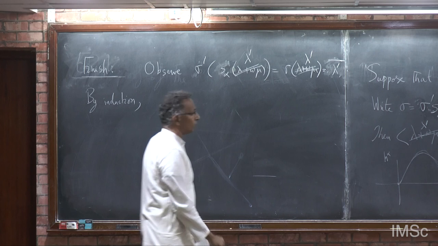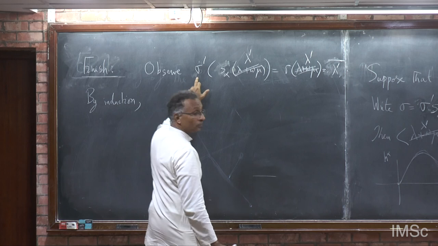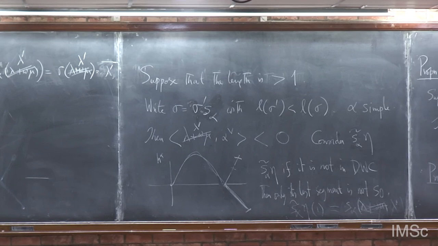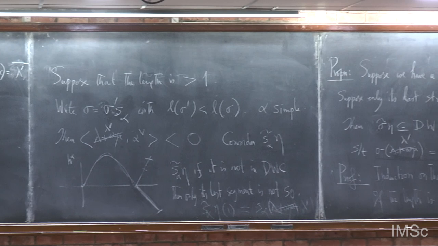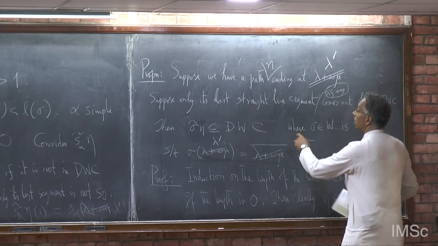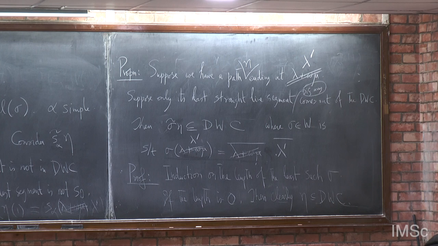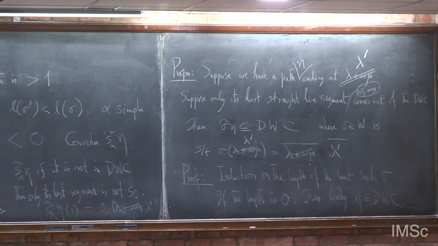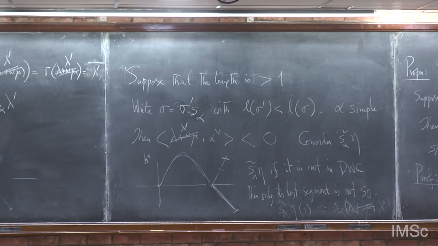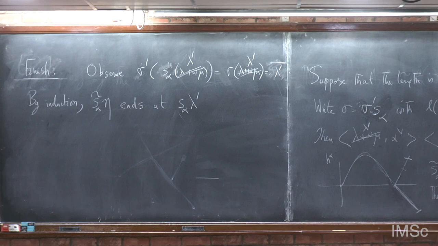Okay. So observe sigma prime, by induction on S alpha tilde eta. So S alpha tilde eta is this. So let's check now. So it is ending at lambda prime. So that lambda prime has changed, doesn't matter. So S alpha tilde eta ends at S alpha lambda prime. Okay, fine, it's some weight. Suppose only its last straight line segment comes out of the dominant weight chamber. That S alpha eta has that property. Okay, then the claim is this belongs to the dominant weight chamber.